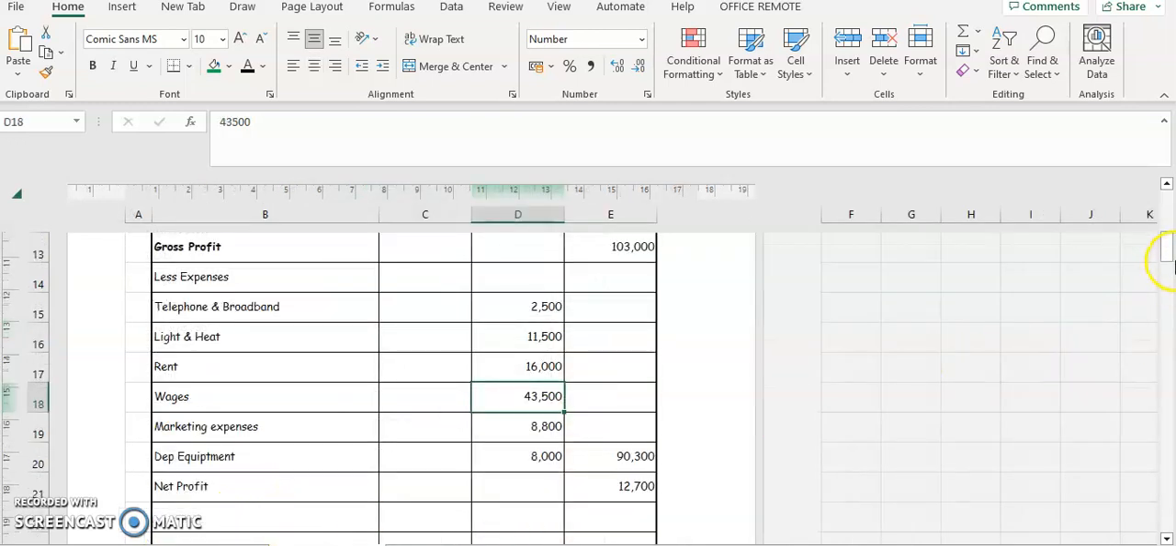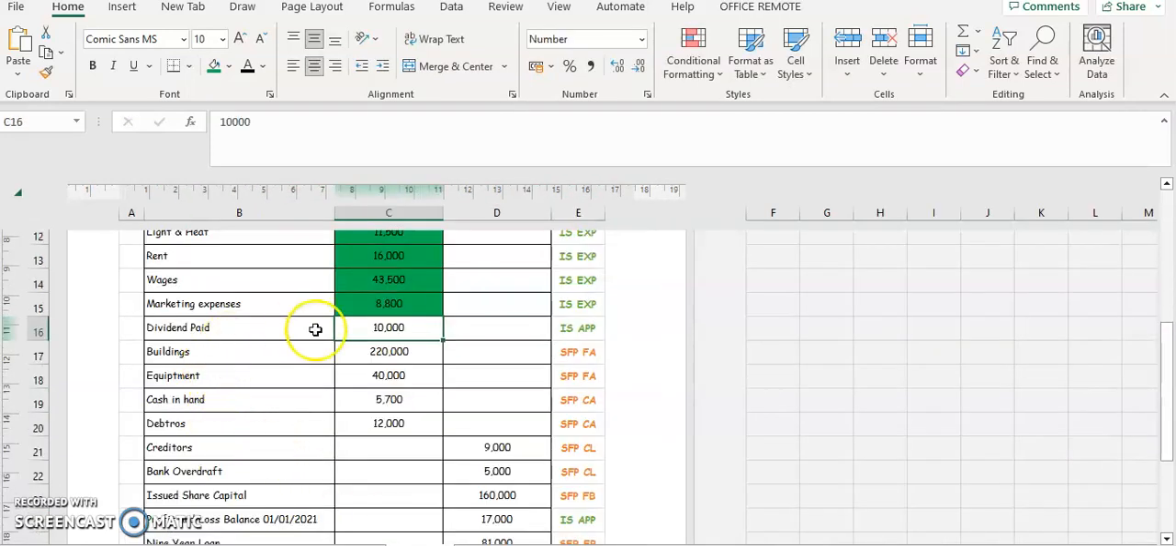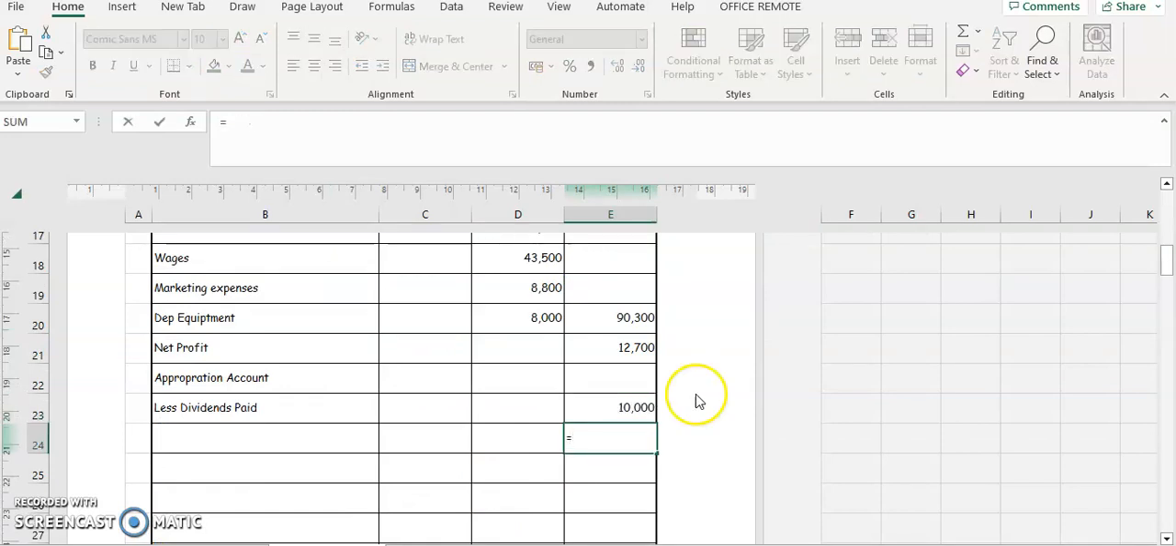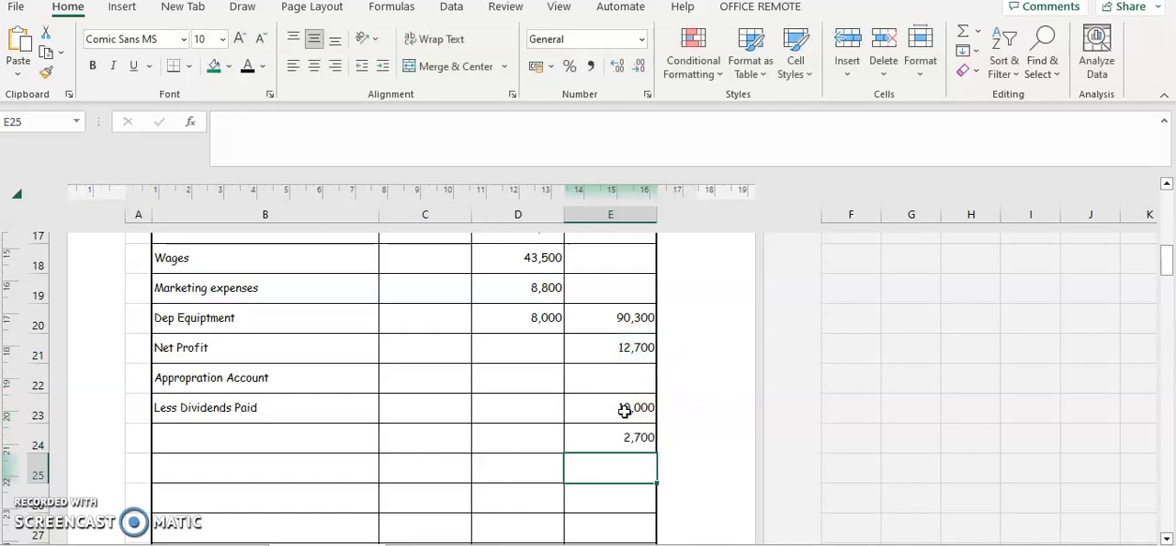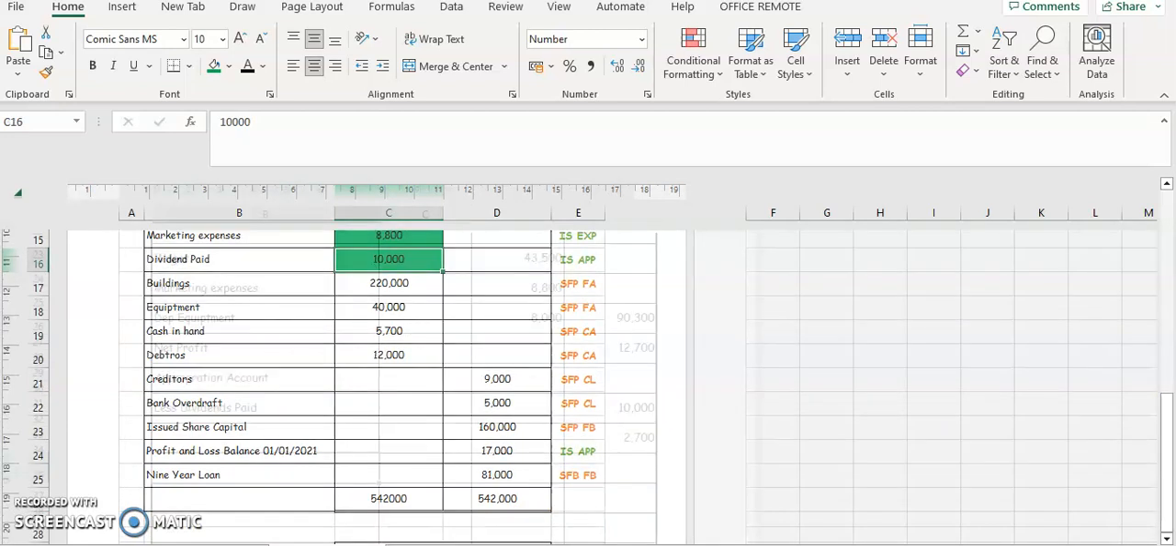So the next section is going to be your appropriation account. Your appropriation account is less dividends paid, and dividends paid is 10,000. So we're going to take the 12,700 and take away the 10,000, and that's going to give us 2,700. And then the last part is our profit and loss balance from the first of the first.